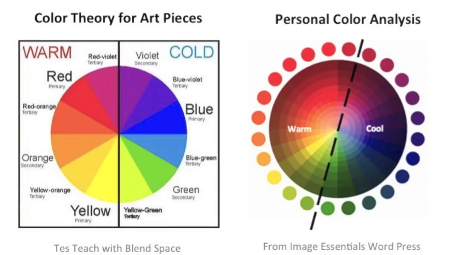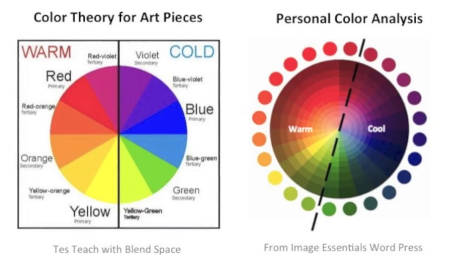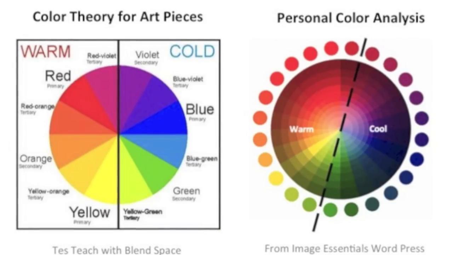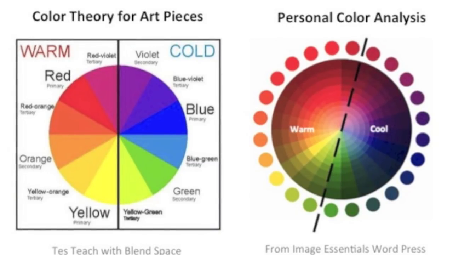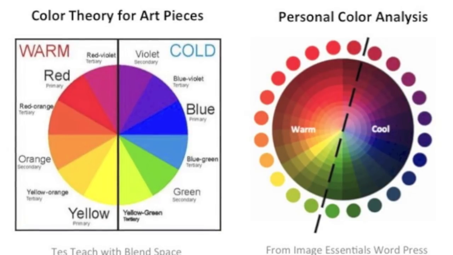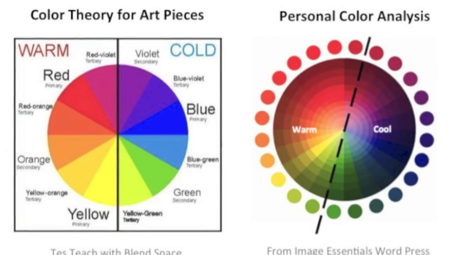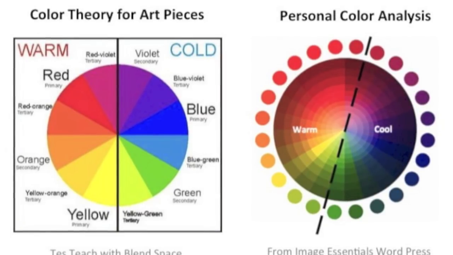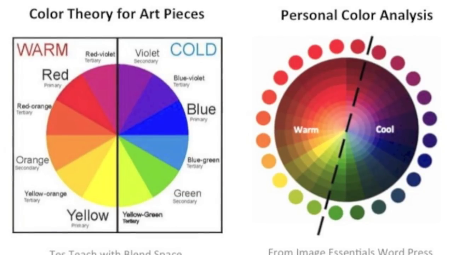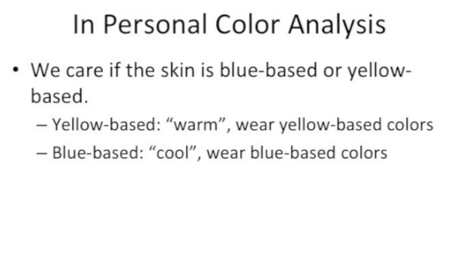Anyway, let's move forward. So now we have color theory for art pieces and personal color analysis. So you can really see the difference here. The splitting of it is different because the purposes are different. In color analysis, we really care if the skin is yellow based, and we call that warm, and potentially incorrectly. And this is not something that we can fix at this point because it's not consistent exactly with color theory to call it warm, so it's causing a lot of confusion.